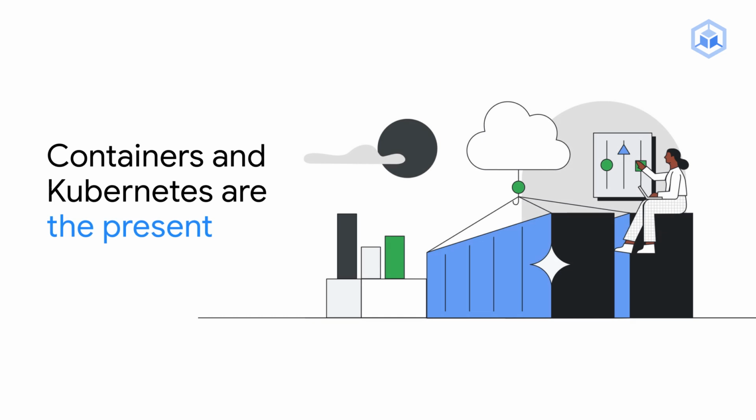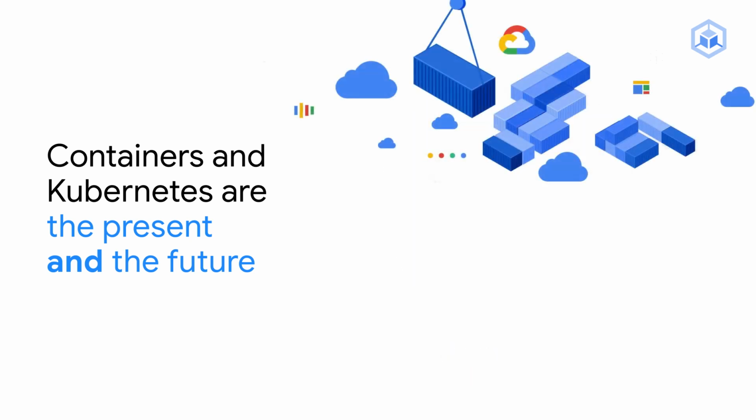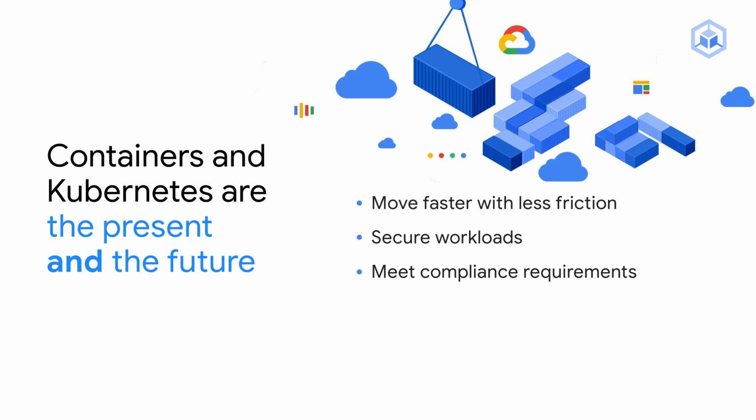Customers are increasingly relying on containers and Kubernetes to speed up and secure the deployment of their most important applications. As more business-critical applications are containerized, there is a growing demand for dedicated environments for multiple business units and development teams. These teams want to move faster with less friction, confidently secure every workload, meet compliance requirements, and control costs. That's why today we are happy to introduce the new Enterprise Edition of GKE.